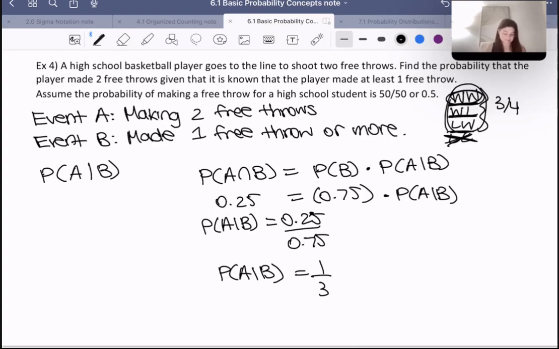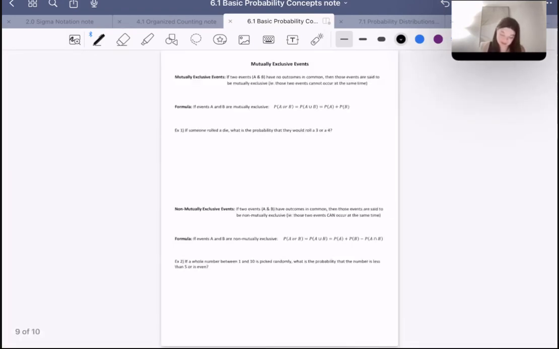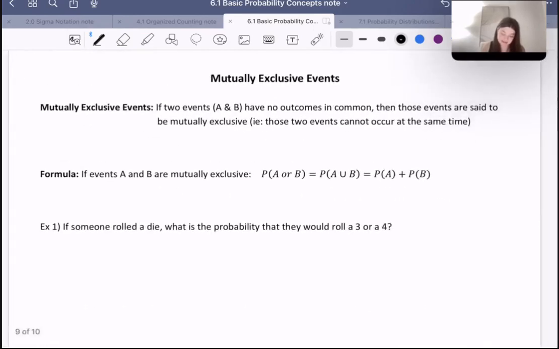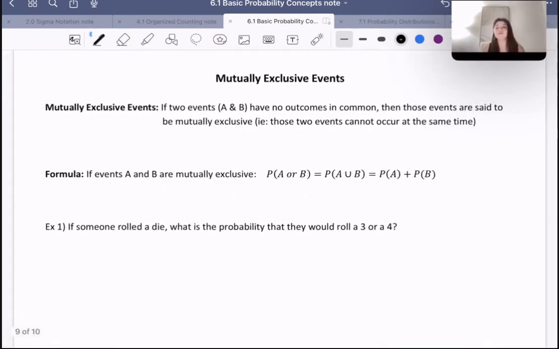Good. All right. Well, that is it for today. Next day, for our last lesson of the unit, we're going to be talking about mutually exclusive events. I won't get too into detail on that right now, but I will tell everyone about that for the next day.